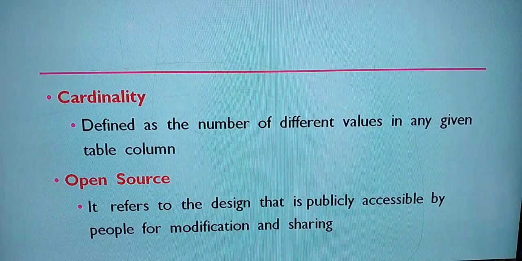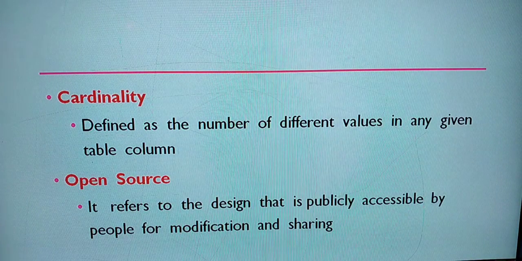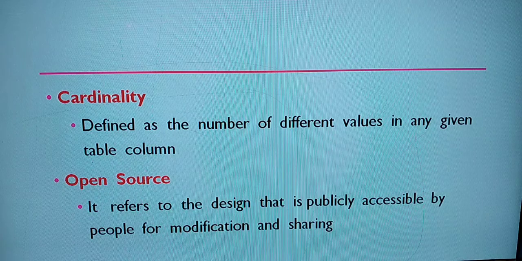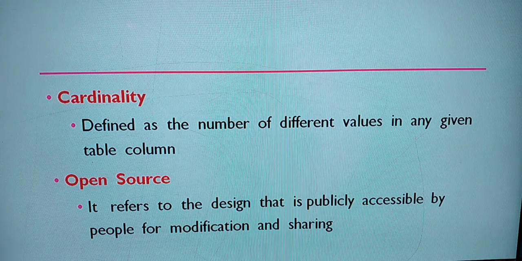Yes, next we are going to have the 2 mark, that is your cardinality. How can cardinality be defined? It can be defined as the number of different values in any given table column. We have already discussed the details for that. There we discussed three things: one-to-one relationship, many-to-one relationship, many-to-many relationship, with examples also. Here it is a simple definition for cardinality.